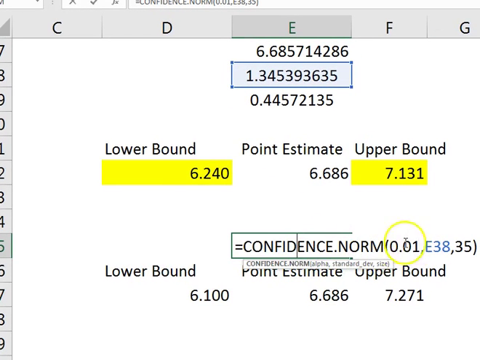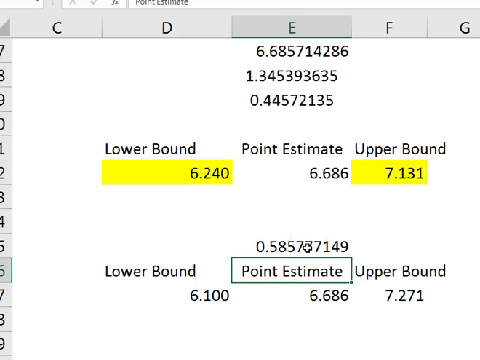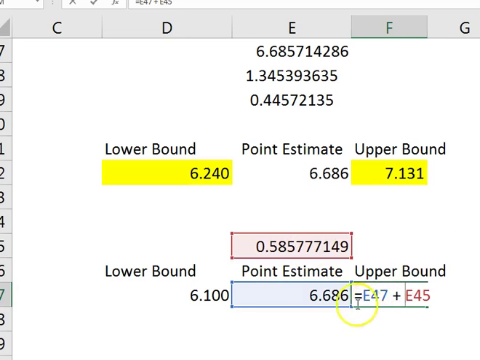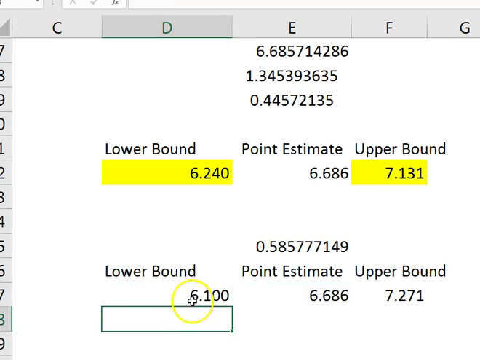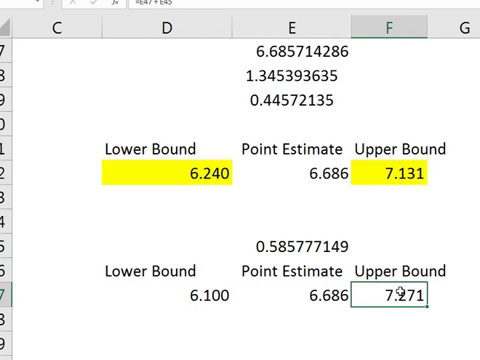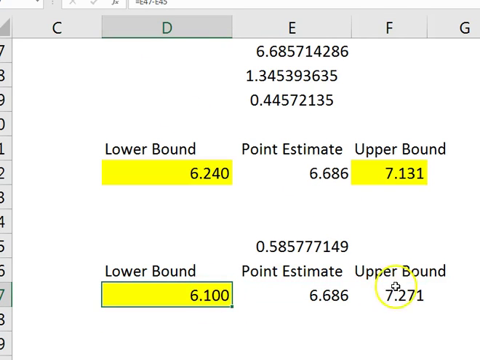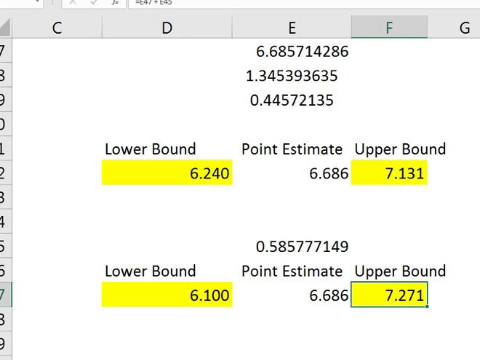our new maximum error here, where for 99%, that means there's a 1% chance that our interval does not contain the mean. So enter the 0.01 there, and then the same standard deviation, the same sample size, so we get this value. And so add that to your point estimate, your sample mean, to get your upper bound, subtract it from the sample mean to get the lower bound, and now we're 99% confident that the population mean is somewhere in between the lower bound there and the upper bound.